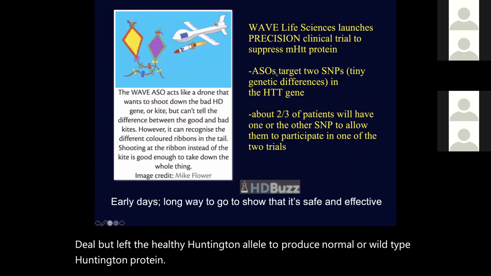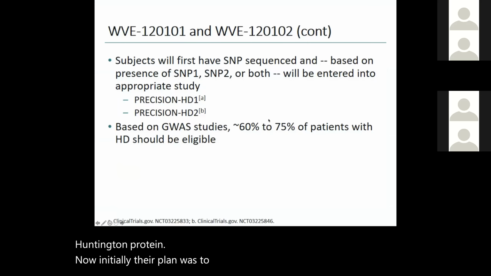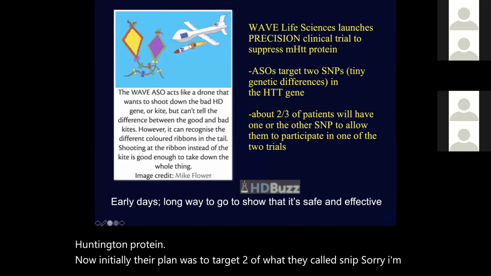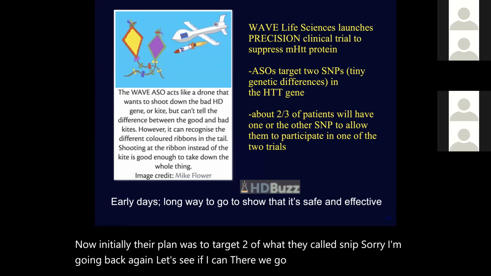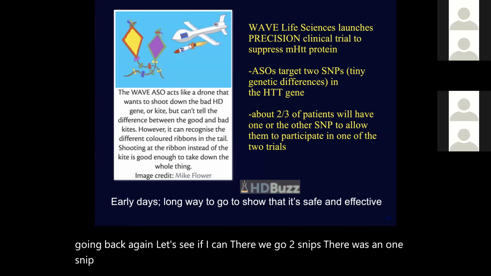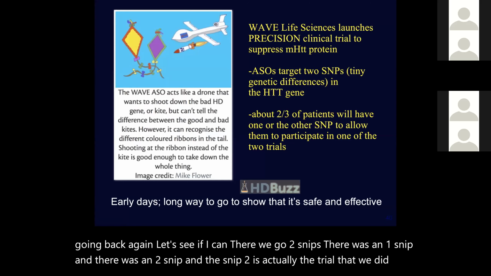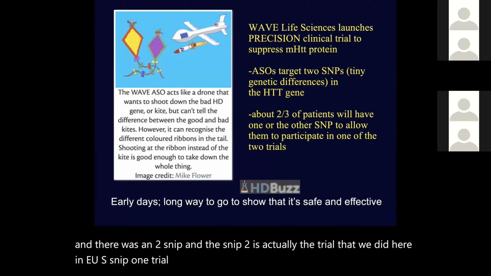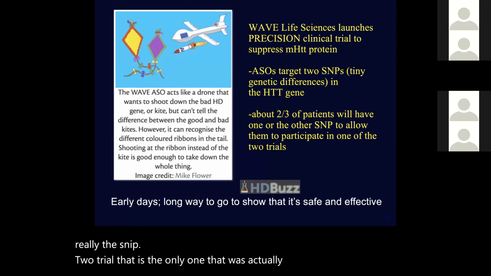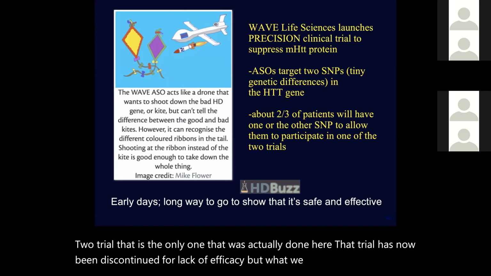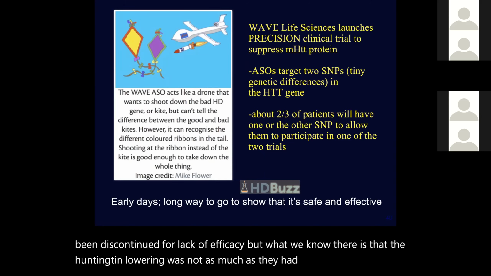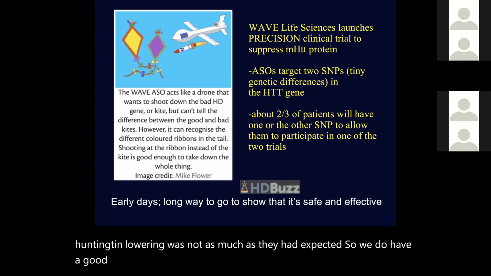Now, initially their plan was to target 2 of what they called SNPs. There was an 001 SNP and there was an 002 SNP. And the SNP2 is actually the trial that we did here in the US. SNP1 trial actually never got off the ground. And it's really the SNP2 trial that is the only one that was actually done here. That trial has now been discontinued for lack of efficacy. But what we know there is that the Huntington lowering was not as much as they had expected. So we do have a good answer, in some ways there.